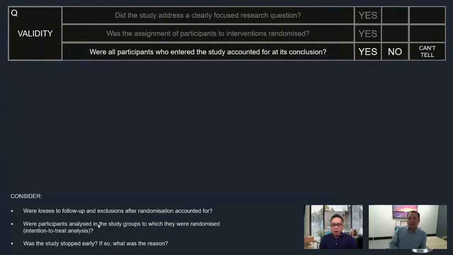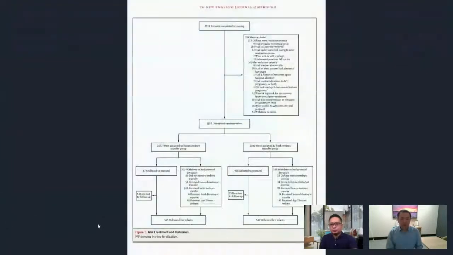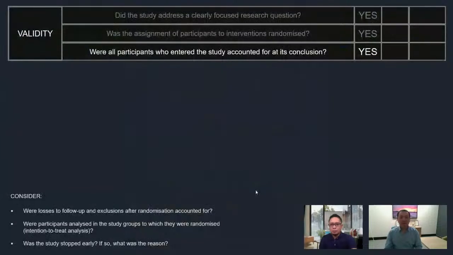Now, next validity question here is, were all participants who entered the study accounted for at its conclusion? Yes, absolutely. They give this graph here. They described that in total 2,157 patients were randomized and allocated into two groups, and they accounted for all the patients in each group. Of course, there was a lot of deviation and a lot of withdrawal from the study, but they did tell how many patients deviated and how many patients withdrew from the study. Yes, the answer to this question is yes. Thank you so much, Doc.